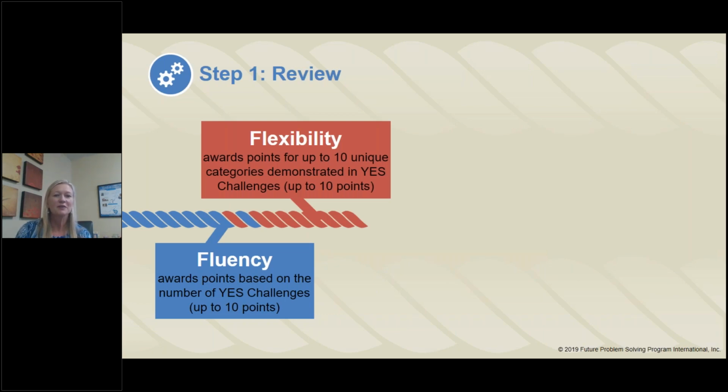Flexibility. This is where we're looking at the unique categories that are used. They are demonstrated only in yes challenges, and these are earned up to 10 points here. Okay, are we clear? Okay.